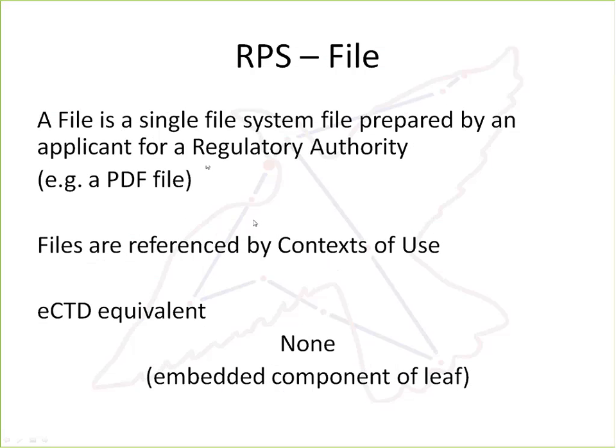Then finally, we have a file. There is no real correlation. It's the PDF, part of the component of the leaf XML in eCTD. In RPS, instead, you submit a file into your application, and the file is a standalone entity. It doesn't have to attach to anything else.